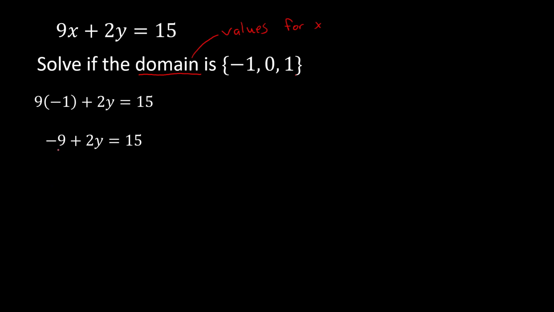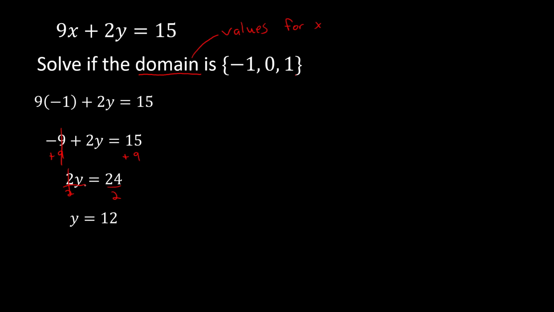To get rid of the -9, I can add 9 to both sides. And now I have 2y equals 15 plus 9, which is 24. Divide both sides by 2. And we have y equals 24 over 2, which is going to be 12. So the solution when x is -1 would be y would equal 12.